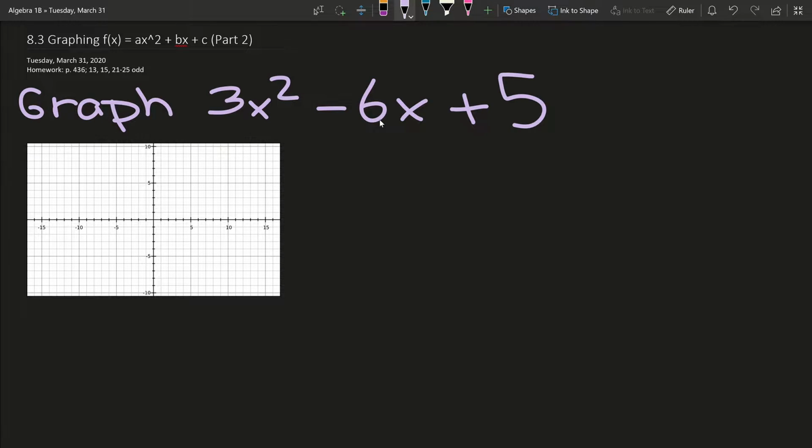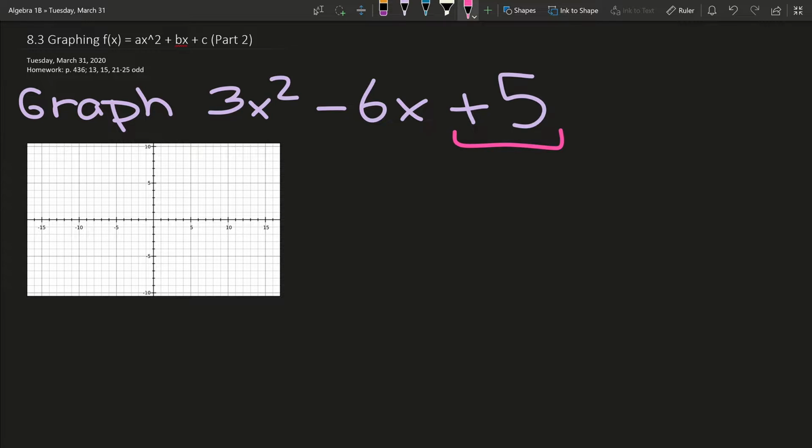Hello everyone, we'll now be working on 8.3, graphing f of x is equal to ax squared plus bx plus c, part 2. Alright, let's begin. So on the first one, we'll learn how to graph an equation like the one you see right here. So we're going to try to graph 3x squared minus 6x plus 5. So what we're first going to do is, let's just take a look at this real quick. We have 3x squared minus 6x plus 5.